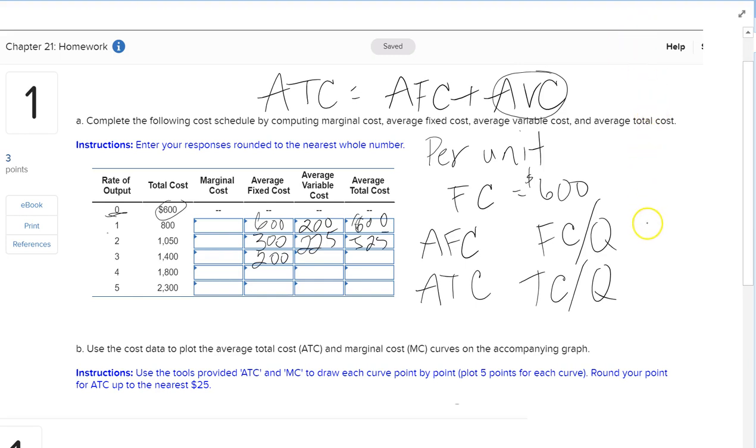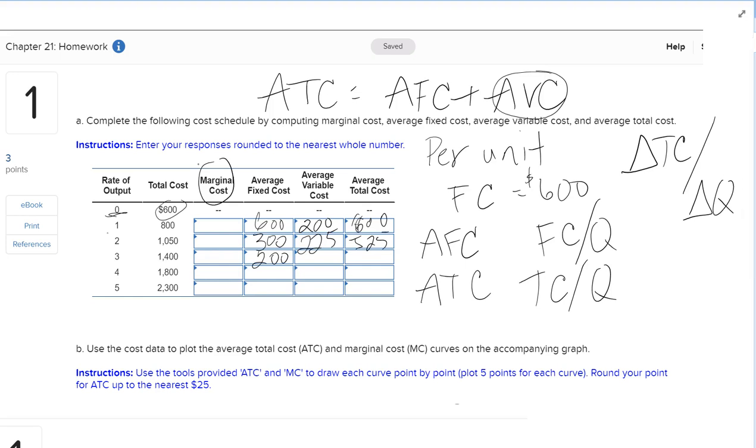Marginal means additional. And so the formula for calculating marginal cost, I'll write it over here, is the change in total cost divided by the change in output, or quantity output. So marginal cost in this column right here is going to be that change in total cost divided by the change in quantity output.